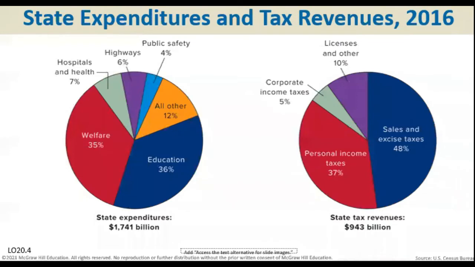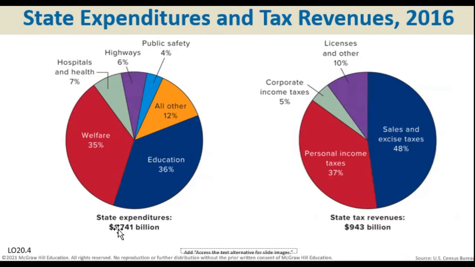So now let's shift to the state expenditures and how the state funds those expenditures. Here we have two pie charts. The one on your left shows you the state's expenditures and the breakdown. This is data from 2016. And on your right, you have the types of tax revenue collected by a state to cover the expenditures.